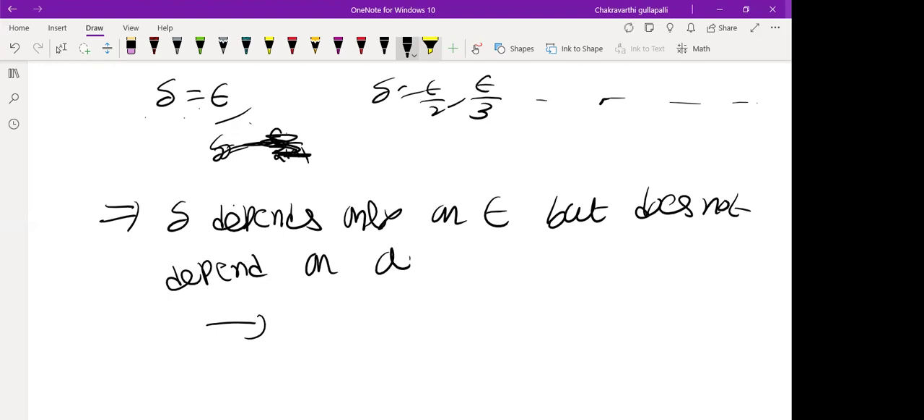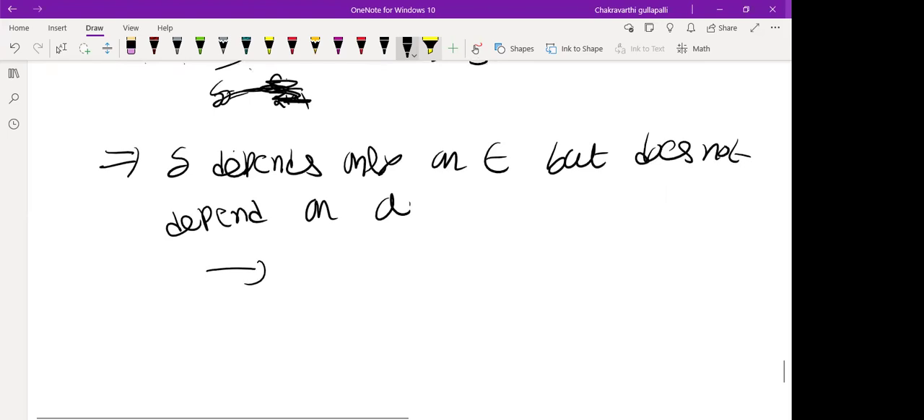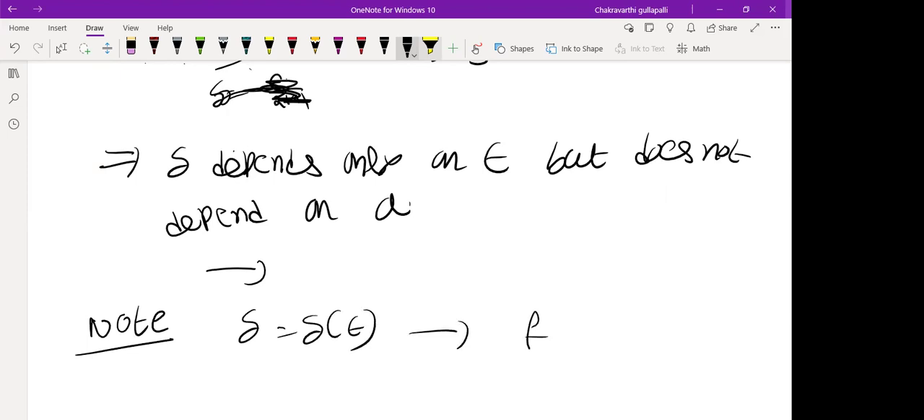So when do we say a function is uniformly continuous? If our delta value depends only on epsilon, it does not depend on the points A, then we call it uniform continuity. If it depends on epsilon as well as on A, then we say it is continuous but not uniformly continuous. So what is the difference between continuity and uniform continuity? If delta depends only on epsilon, then f is uniformly continuous.